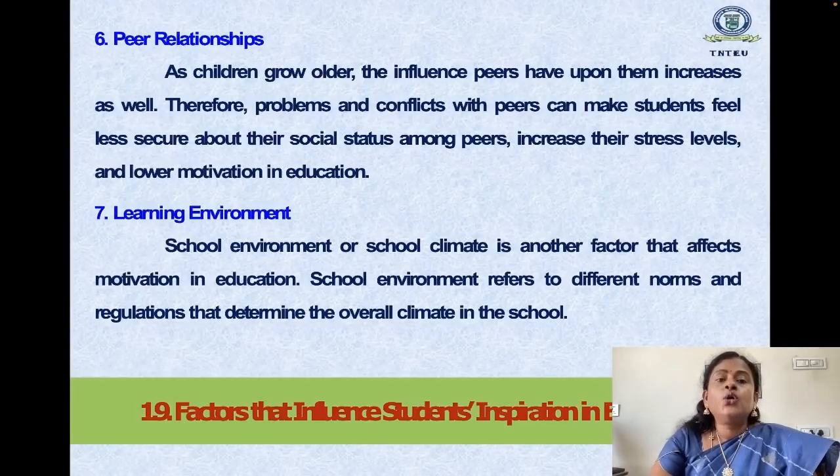As children grow older, the influence peers have upon them increases as well. Therefore, problems and conflicts with peers can make students feel less secure about their social status among peers, increase their stress levels, and lower motivation in education. Seventh one, learning environment. School environment or school climate is another factor that affects motivation in education.